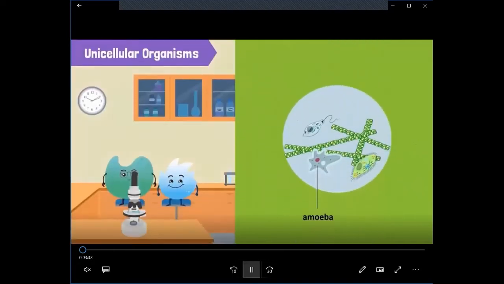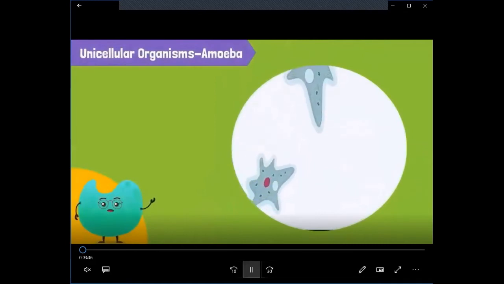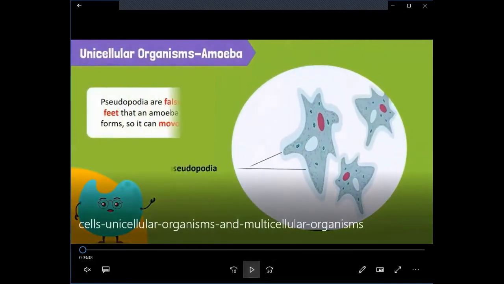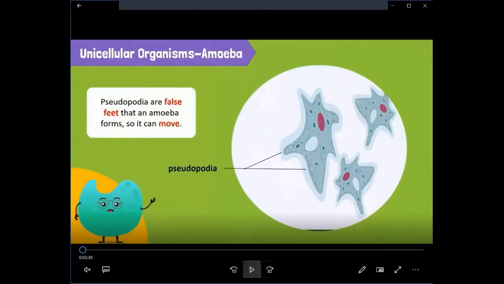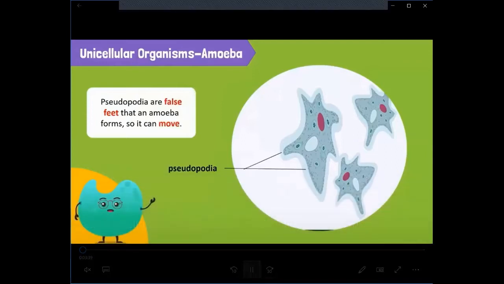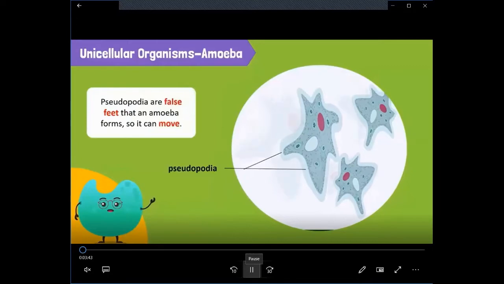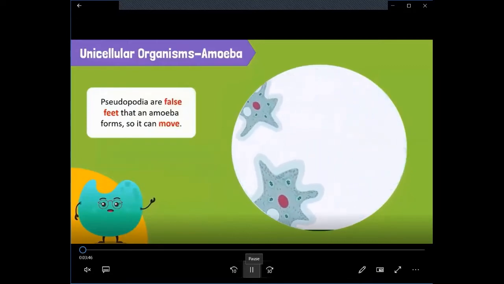The next one, amoeba. You see, the amoeba can change its size and shapes and forms because of its false feet. False feet of an amoeba is called pseudopodia. Say it one more time, pseudopodia. Pseudopodia are false feet that an amoeba forms so it can move. Cute, isn't it?